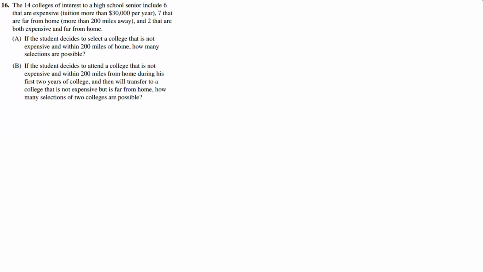All right, so here we have the 14 colleges of interest to a high school senior. It includes six that are expensive, which is tuition more than $30,000, seven that are far from home, more than 200 miles, and two that are both expensive and far from home. Now, if the student decides to select a college that is not expensive and within 200 miles of home, how many selections are possible? Well, you can do this multiple ways, but let's maybe draw a Venn diagram.